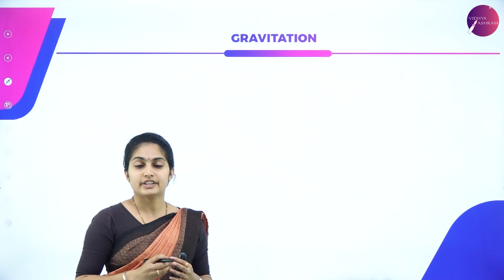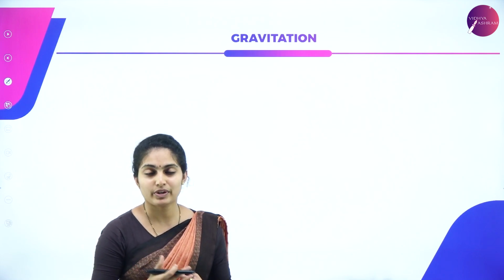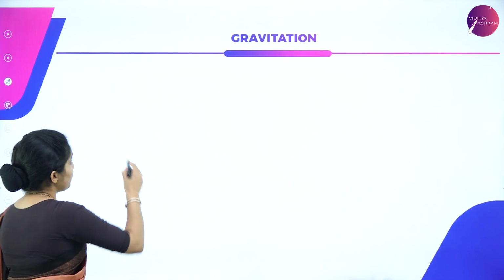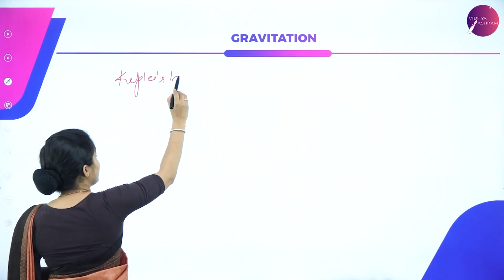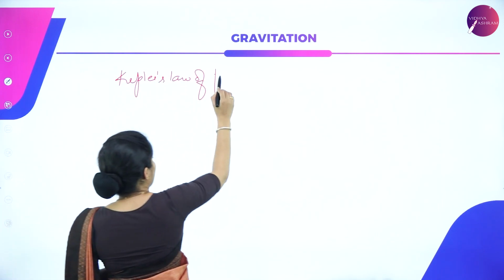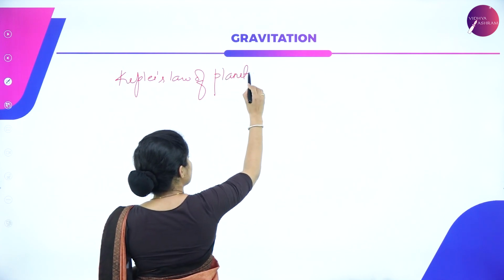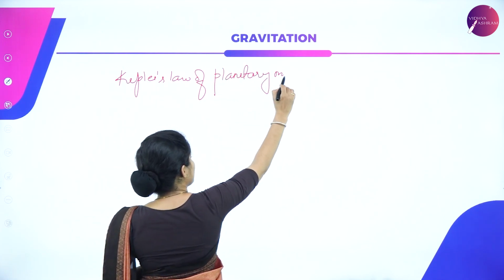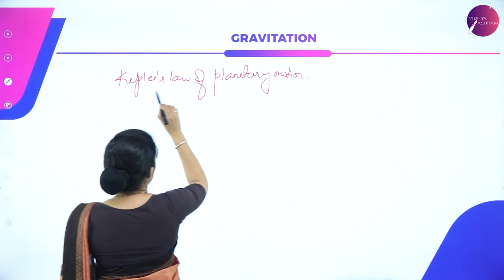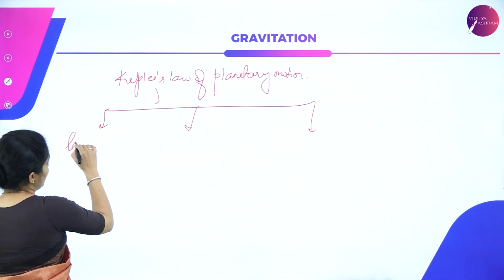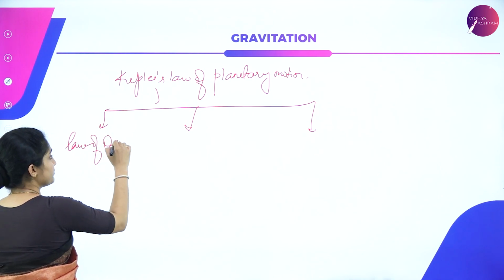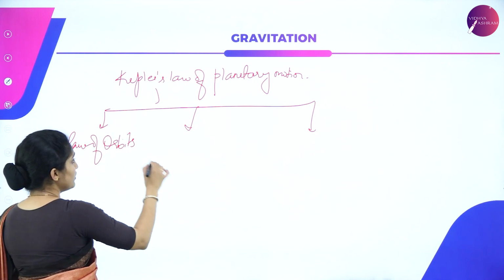After finding out the relation between g and G, next we can go to Kepler's law of planetary motion. Just to know a brief about it, we have three types. One is the law of orbits, that is the first law.